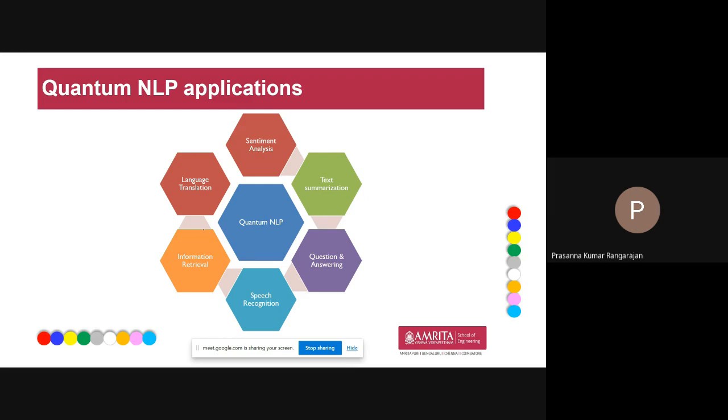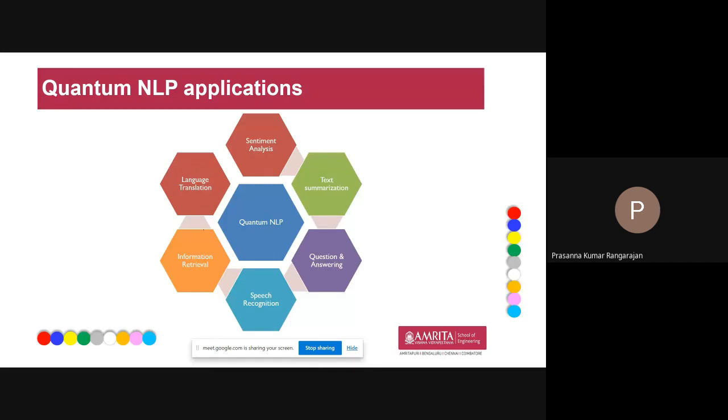So QNLP is a field that explores the intersection of quantum computing and NLP. That's very interesting. It aims to apply the principles and algorithms of quantum computing to improve the efficiency and accuracy, as I just mentioned earlier, of whatever NLP task we are going to perform. So I don't want to explain again and again what sentiment analysis, text summarization, question and answering are. But let me just tell you how quantum NLP will help sentiment analysis, etc.